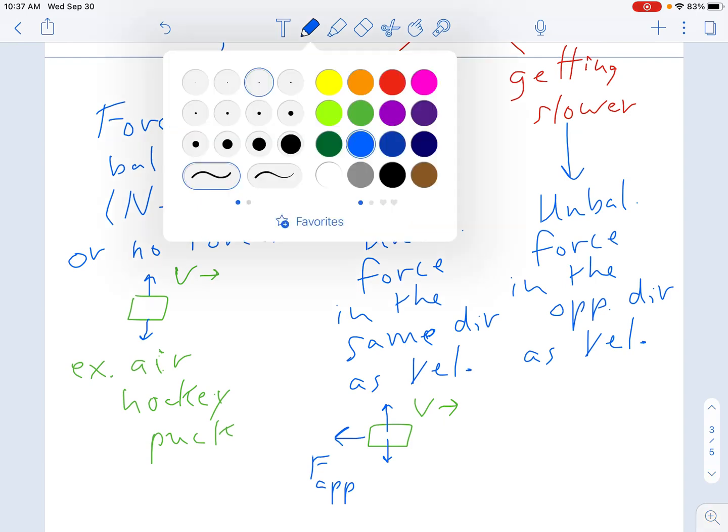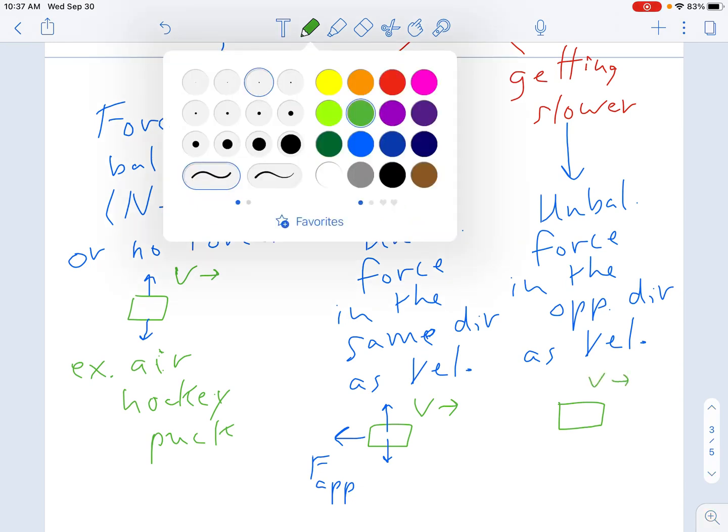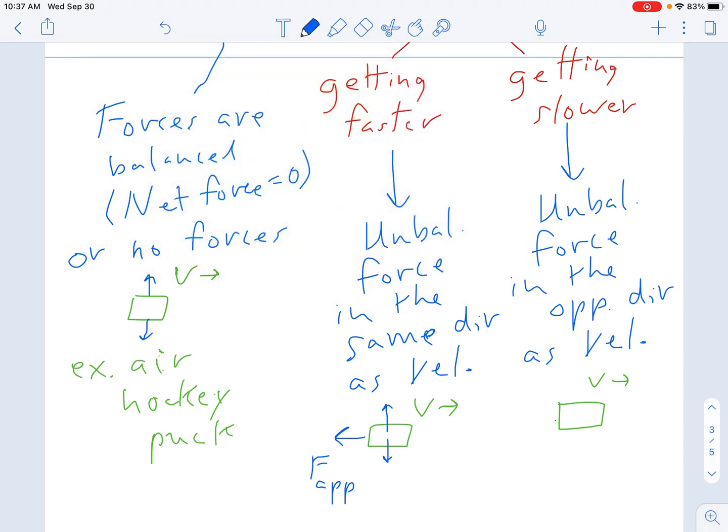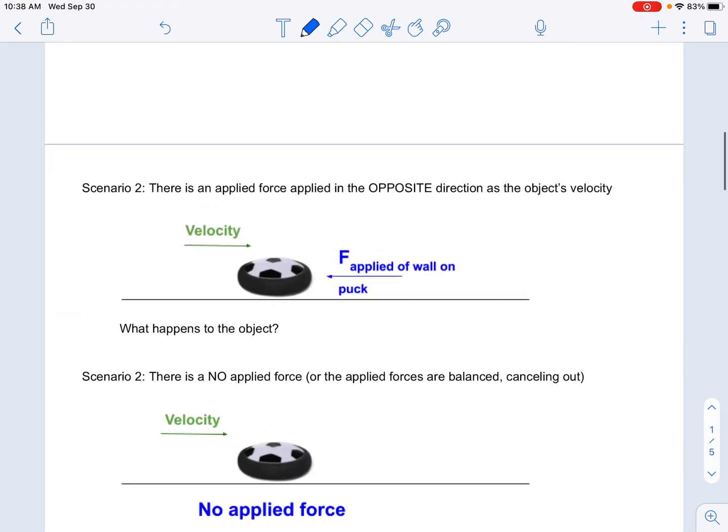And then the last example here, getting slower. Still, let's say we have an object moving to the right, but having that force applied, acting, oh, I said something wrong here. I had this other force going the wrong way. That should have been going this direction, F applied. But in this case, now we have F applied going the opposite direction. We have these diagrams up above on our document. If you want to scroll up and see, it's just the same as these here.